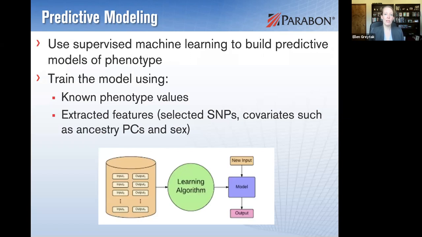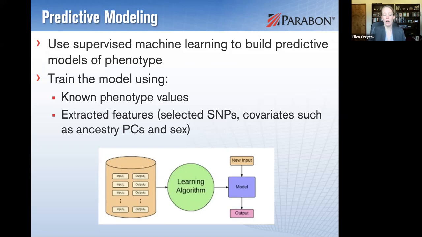Once we've selected the genetic variables that associate with each trait, we then use machine learning to build a predictive model. We use what we call supervised machine learning. Basically, you give this algorithm all of your examples. So we've got the 3,000 people with known eye color. We let it look at which variables, or SNPs, associate with blue eyes, and then try to build that into a mathematical model of eye color.